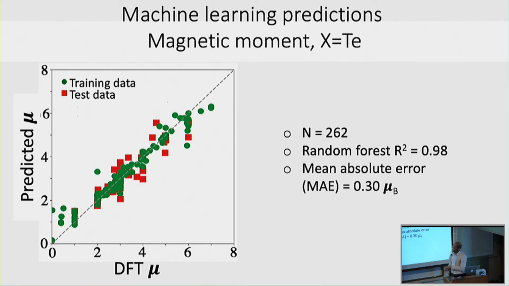This is not a line fit. This is a parity plot with the quantum simulated magnetic moment on the x-axis, and the machine learning predicted magnetic moment on the y-axis. And this dashed line is a guide to the eye, with training data as the green circles, and the test data as the red squares. And because all these points fall pretty close to that line, which is a line of perfect prediction, we can tell that our model is performing pretty well.